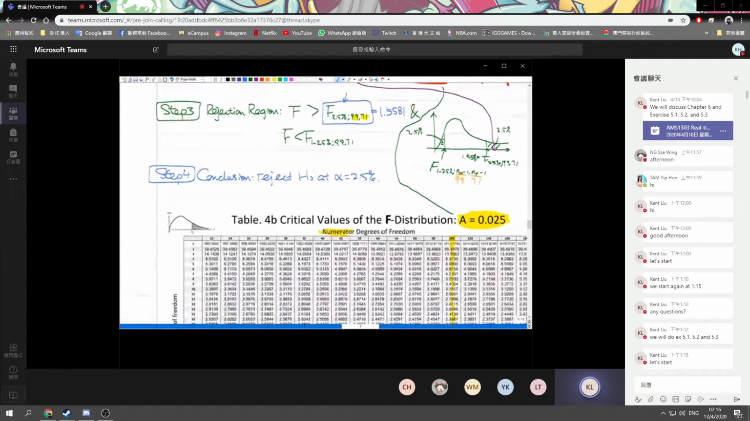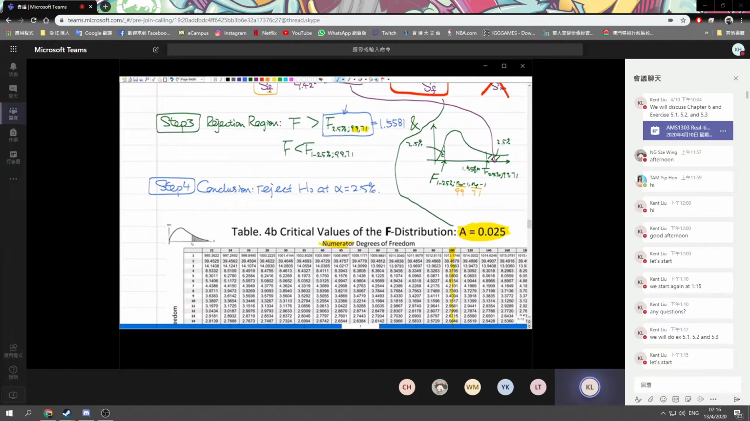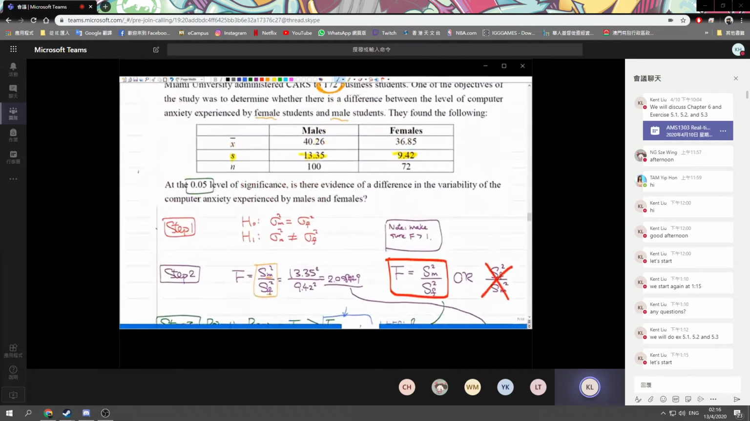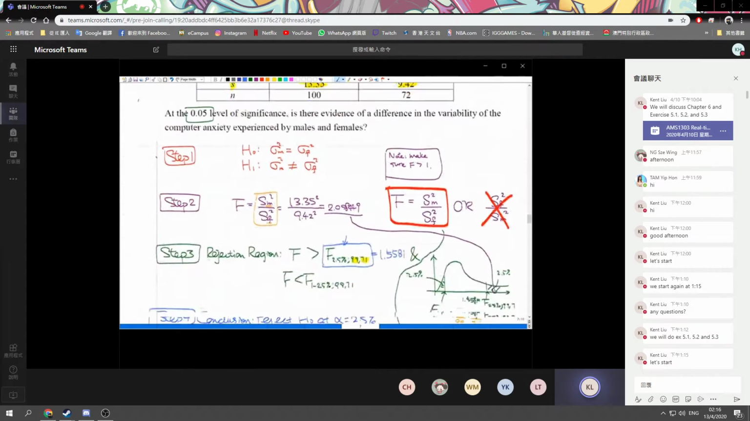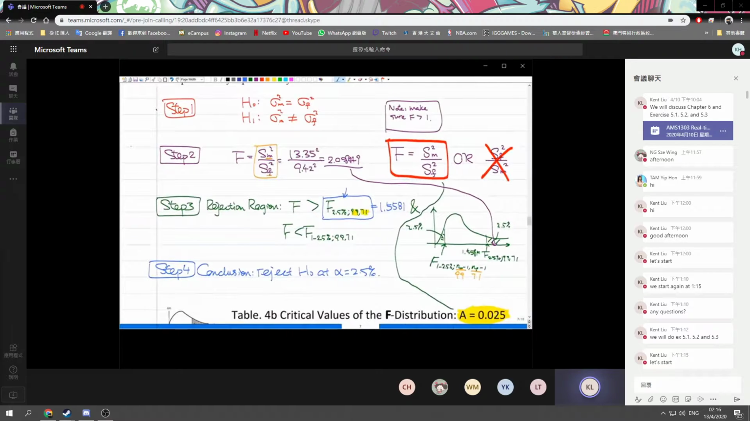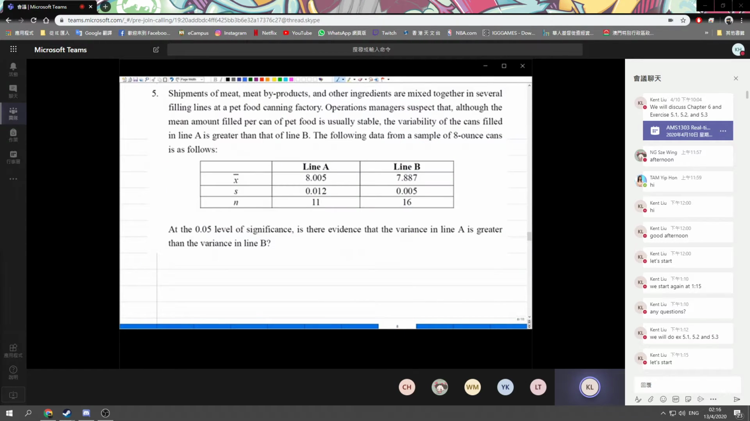So this is question 4 from exercise 5.2. And let's look at another one. Maybe we have a break, because we already have an hour doing this. So let's have a 5 minute break, and we go on and finish the rest of the exercises from chapter 5.